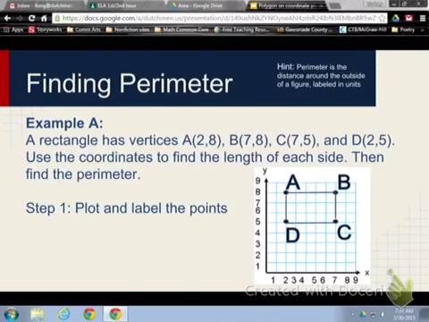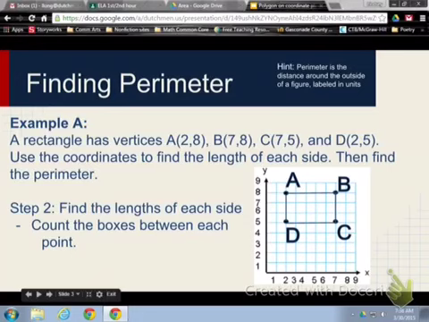So the first thing we have to do is to plot and label the points. As you can see, I have done that here. A is (2, 8), so we start at 0, which is here, and then we count over 2, because that tells you how far to go left or right, so 1, 2, and then I go up 8, so I went all the way up to 8, so here's my point, and I label it A. Then I do the same thing with the remaining 3, so B is (7, 8), so I come to 7, and then up to 8, and I label it B. C is (7, 5), that's here, and I label it, and then D is (2, 5), so here. And then I connect and make my figure.